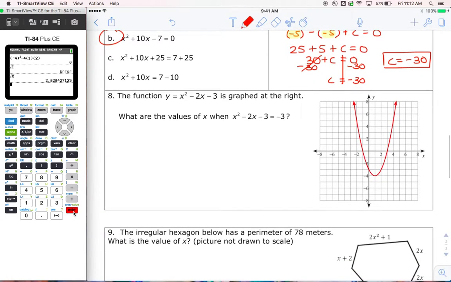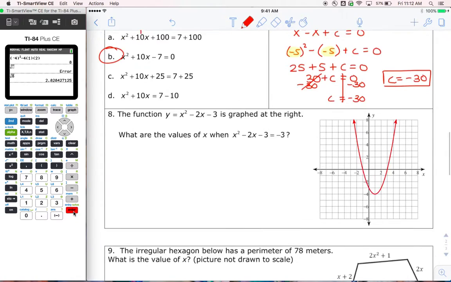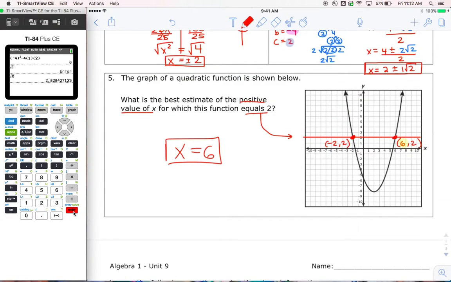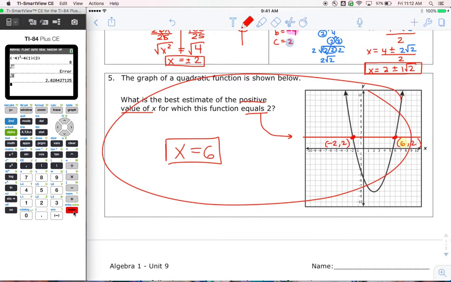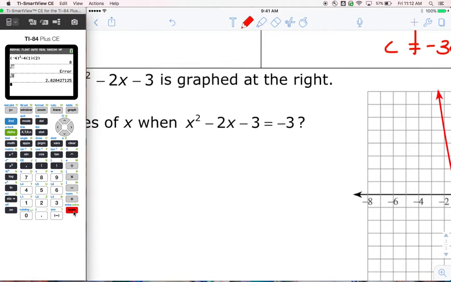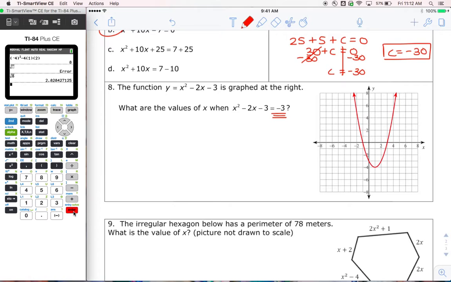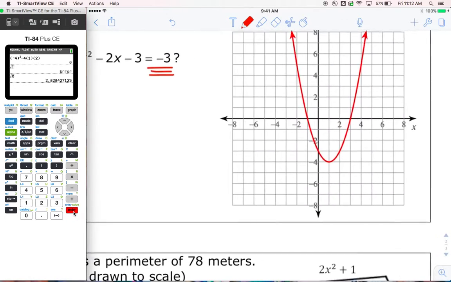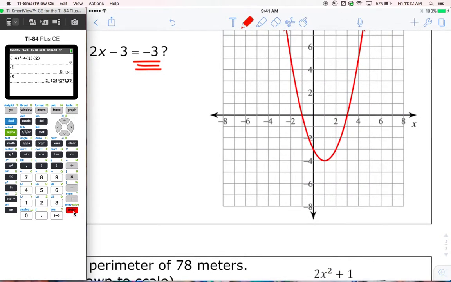Question 8. The function is graphed at the right. When does it equal negative 3? I want you to take a second and understand that it's this question again, but they just give you the formula. They didn't have to, but they did. It doesn't matter, you guys. They're asking you, when does it equal negative 3? So instead of saying, where does it equal 0, we can just look at where it equals negative 3. It equals negative 3 here at 0, negative 3, and here at 2, negative 3.